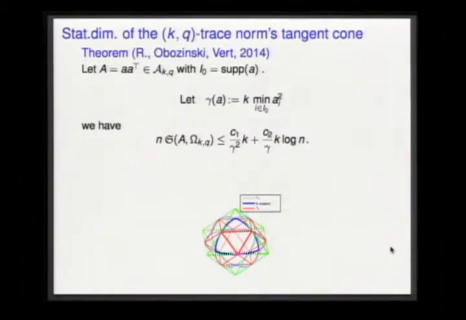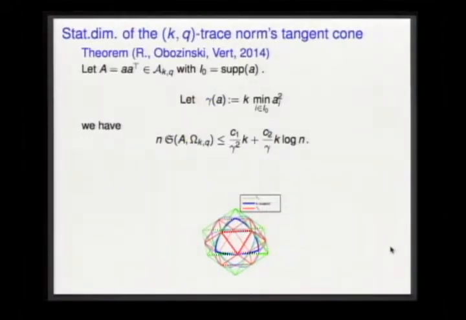There is a coefficient behind this k log n, which we denoted by gamma. It's the strength of the atom. So if A A transpose is the atom on which we are computing the statistical dimension, this strength coefficient gamma is k times the minimum of A_i squared, where i is in the support of A. So this coefficient is between 0 and 1, and it's going to get small when the smallest element of the atom gets small.